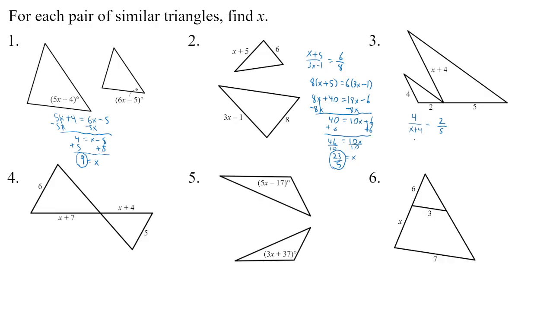We're going to cross multiply. 4 times 5 is 20, and this is 2 times x plus 4. So now we solve the equation. We do the distributive property. This is 2x plus 8.